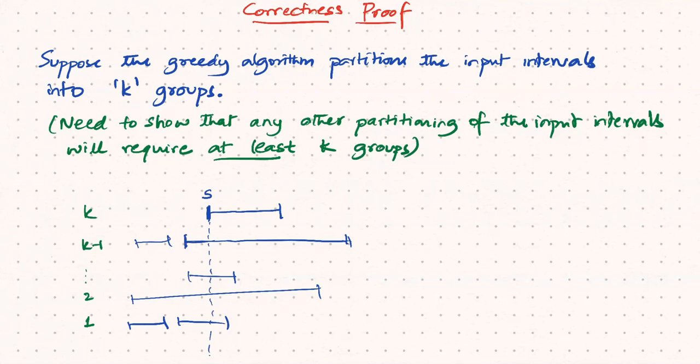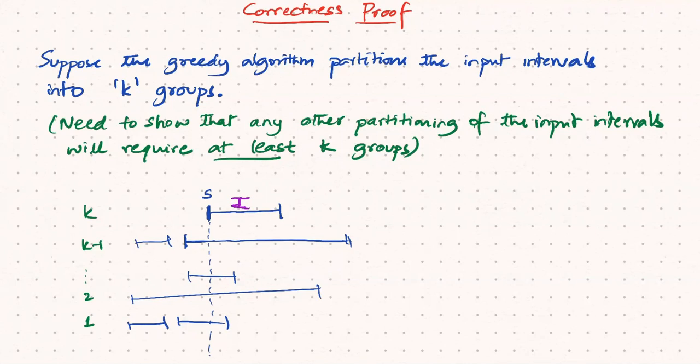Because I tried to put this interval, let's give it some name, this interval I, that caused the creation of the kth group, I tried to put it in the first group, but there was an overlap. That means the start time of this interval fell before the finish time of the interval already in group 1. The same thing for the other groups: in group 2 also, the start time S would have to be before the finish time of the last interval. That's why there was an overlap, and so on.